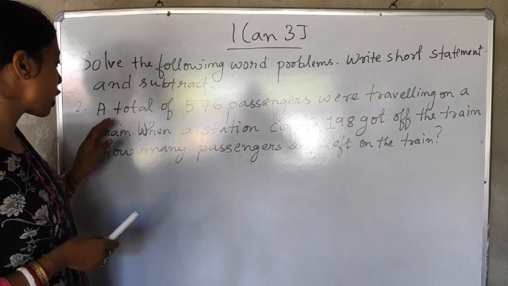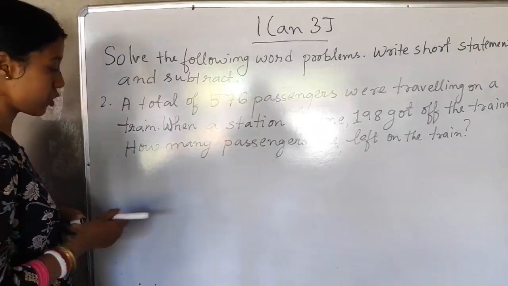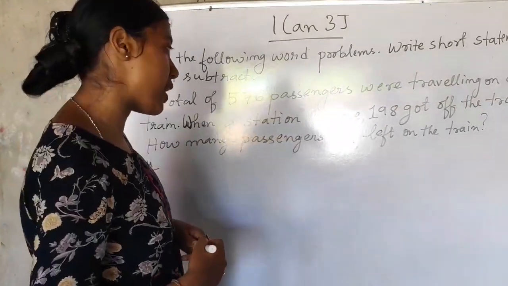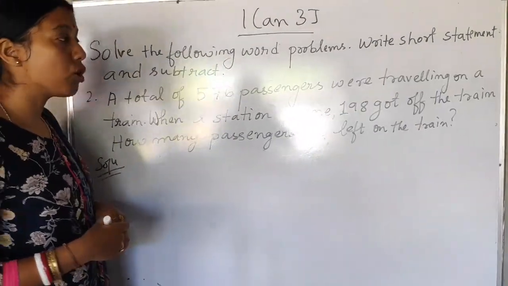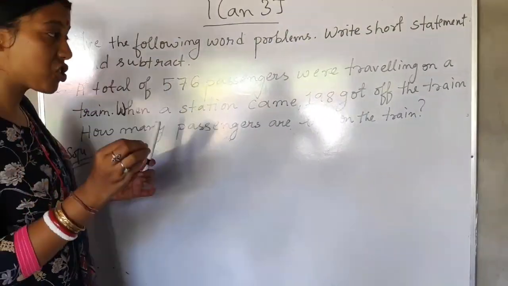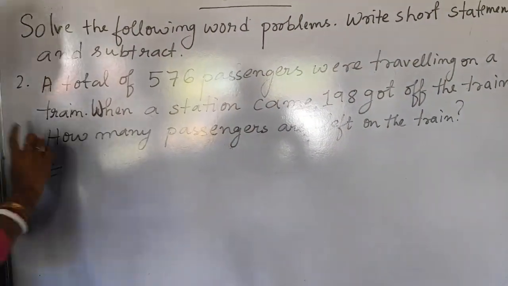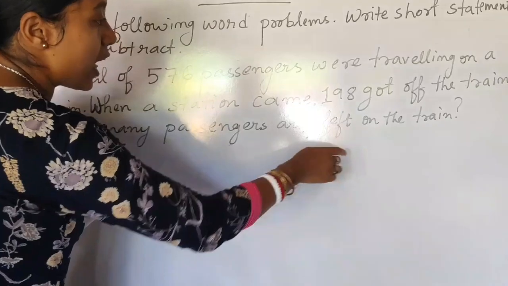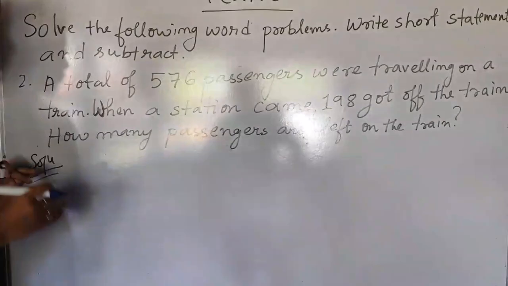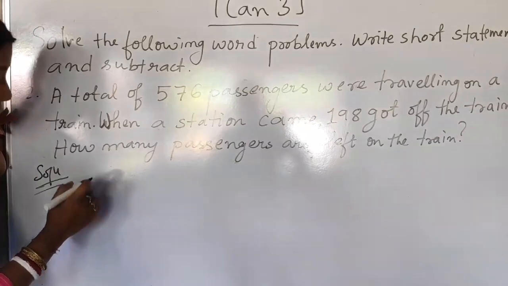Number 2, what is question number 2? A total of 576 passengers were traveling on a train. So how many passengers were traveling on a train? A total of 576 passengers. Okay, so when a station came, 198 got off the train. So on a particular station, 198 passengers got off the train. Okay. So what do we have to find out? How many passengers are left on the train? We will find out how many passengers are still left on the train after 198 passengers got off the train. So what statements can we write?